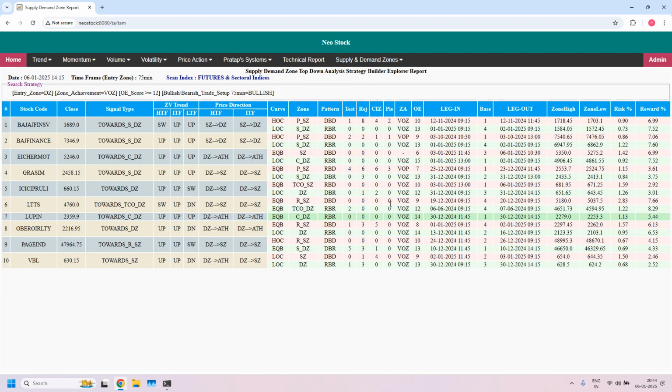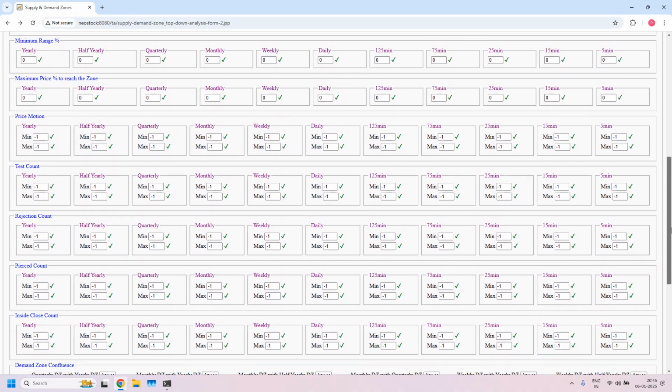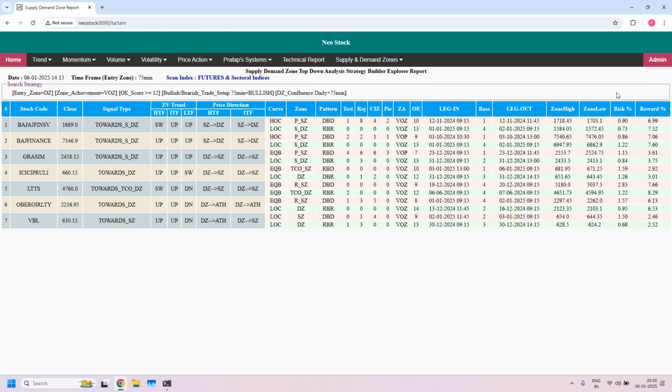I think none of these demand zones are pierced. Okay, out of these 10, how many are having ITF confluence? Let's verify. That is 75 minutes demand zone with daily demand zone confluence. 7 stocks are having ITF confluence. That means these 75 minute zones are part of the daily zone.